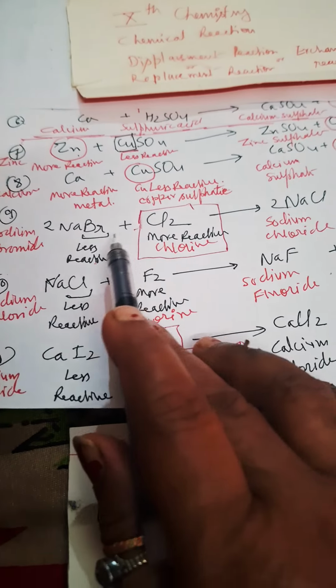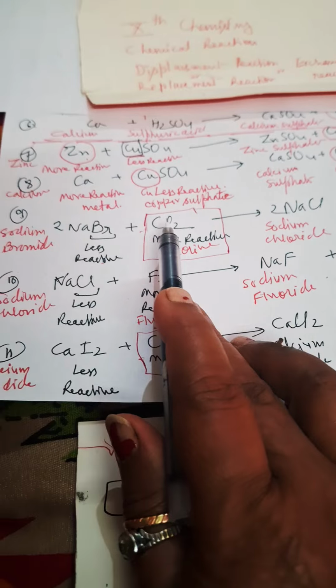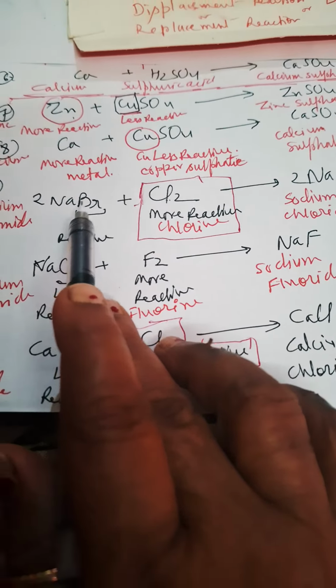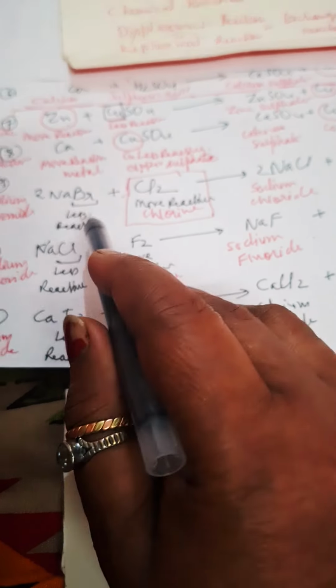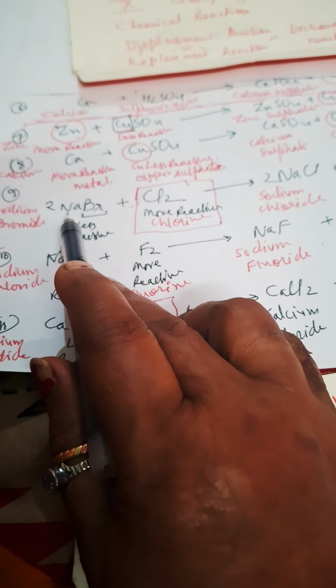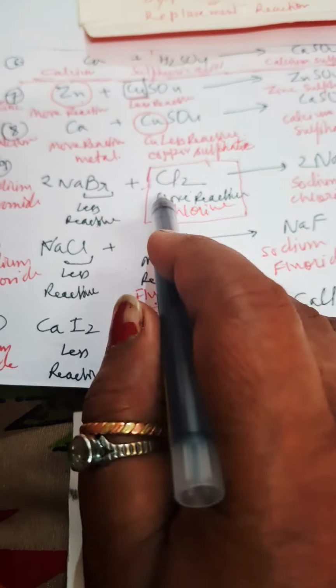Now we are discussing chlorine, a non-metal. This chlorine is more reactive than Br. Chlorine is more reactive than bromine. That is why chlorine kicks out bromine. From here Br2 will form, and Na joins hands with the Cl, so we'll get NaCl. Here Cl2 is 2 atoms.